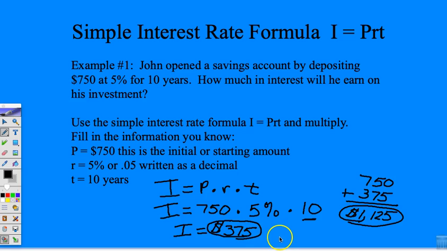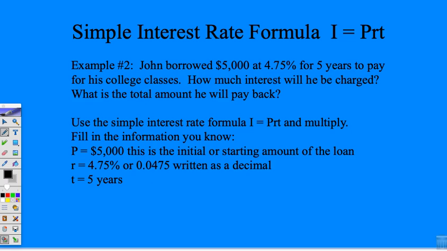So you really have to pay attention to directions when you're doing problems like this, because sometimes they'll ask you just for the interest, which is $375, or maybe they'll ask you how much he has in his account at the end, and that would be $1,125.